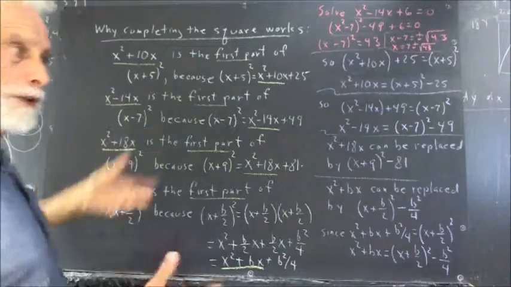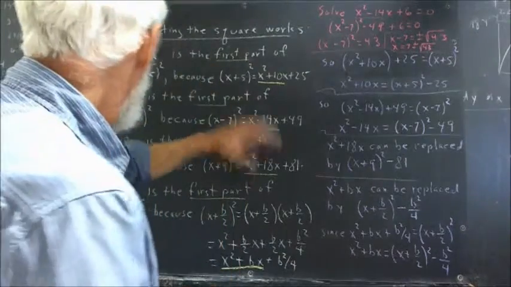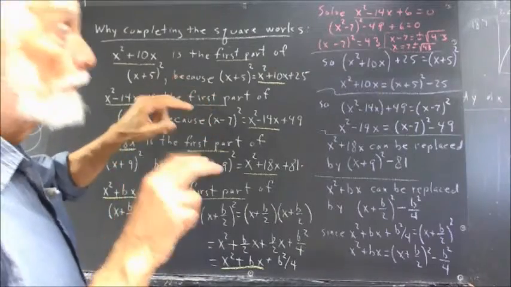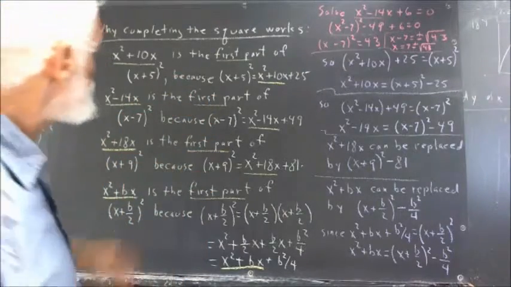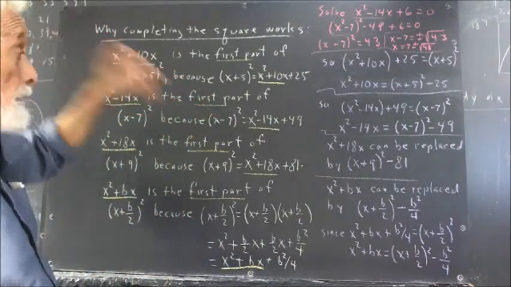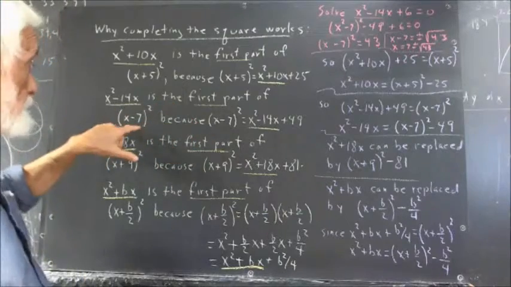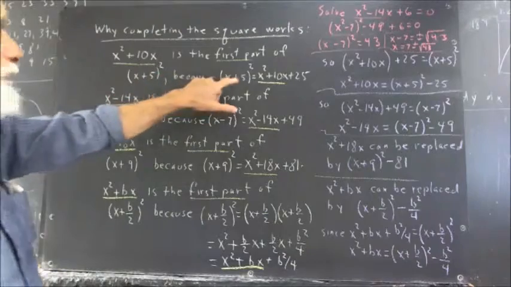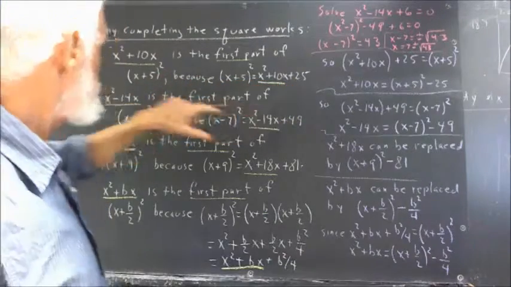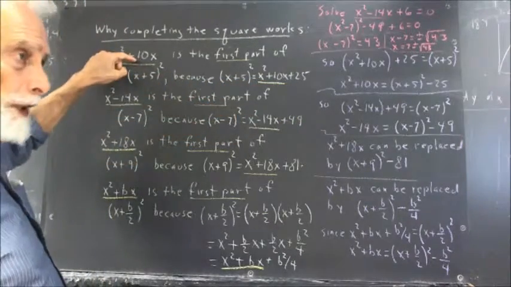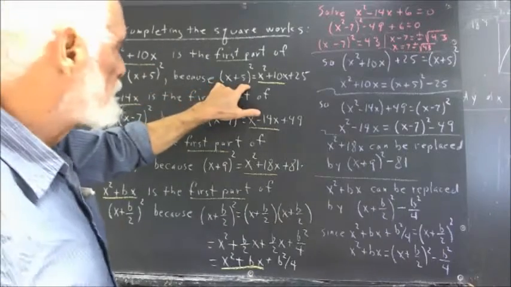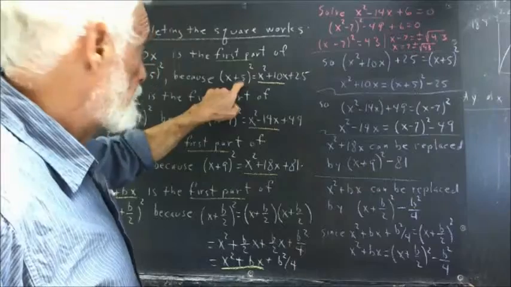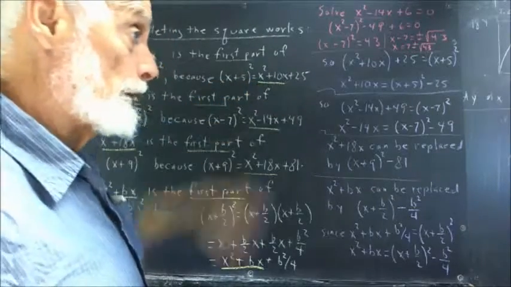Okay, well, can you use the same logic without looking ahead and tell me what x squared minus 14x is the so-called first part of? Well, you know that, and hopefully you've done this. Why did this give you the first part of this? Because 5 is half of 10, and when you square this, the coefficient of x is going to be double the number you put here. Double the 5, that's going to give you the 10x.